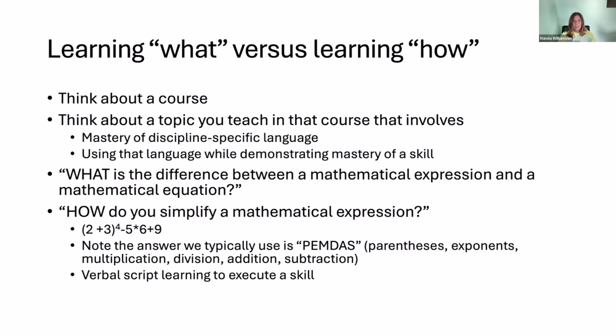So for example, just to take it to like grade 5 algebra, we have to get our students to understand the difference between a mathematical expression and a mathematical equation. So that would be a what kind of learning. When we ask questions that begin with the word what, we're asking about what we call declarative memory. And you answer that question with declaring the answer consciously.